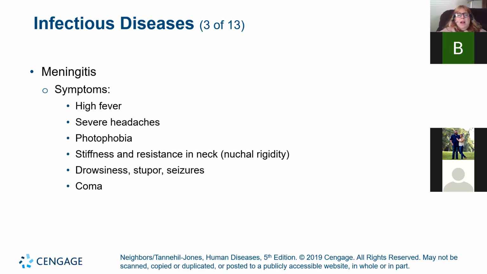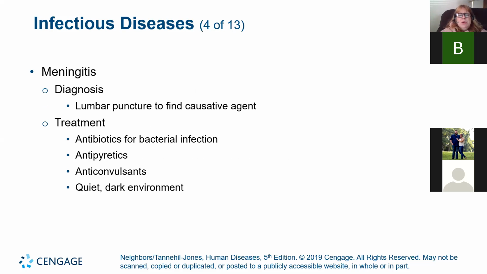Again, the symptoms are a high fever, severe headaches, sensitivity to light, stiffness and resistance in the neck, which is what they call nuchal rigidity, drowsiness, stupor, seizures, coma. So again, they're going to do a lumbar puncture to check the spinal fluid. Bacterial meningitis is actually the preferred one because you can give antibiotics for it.